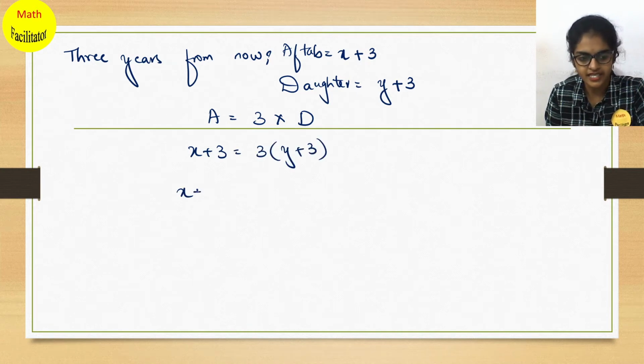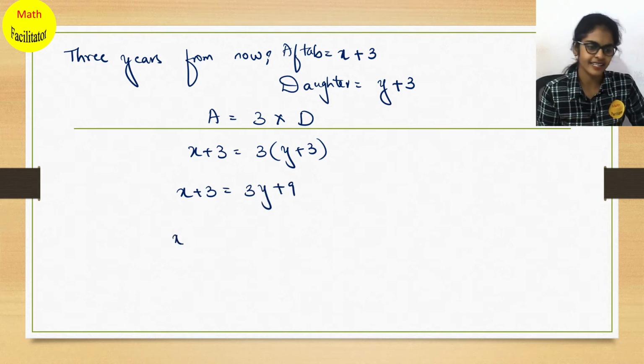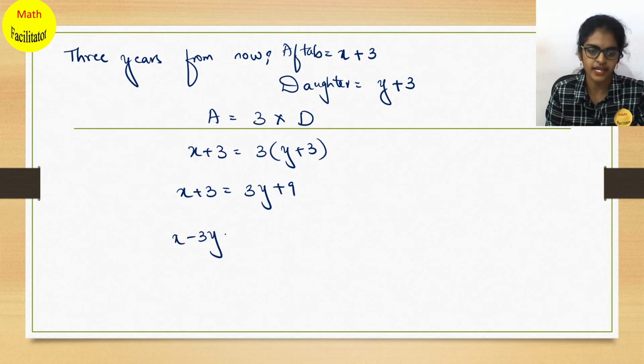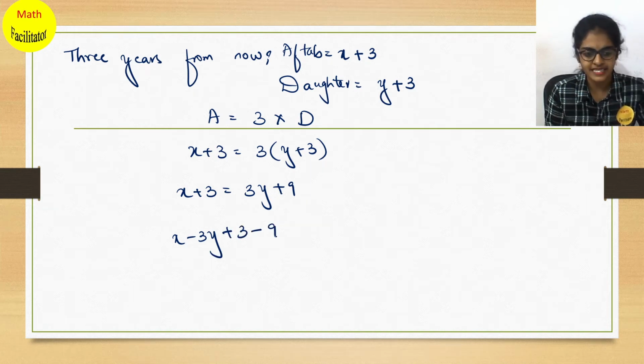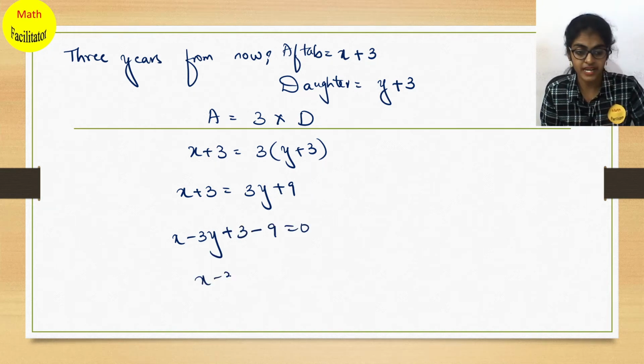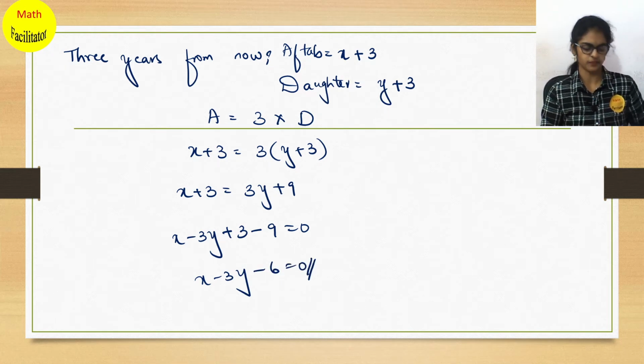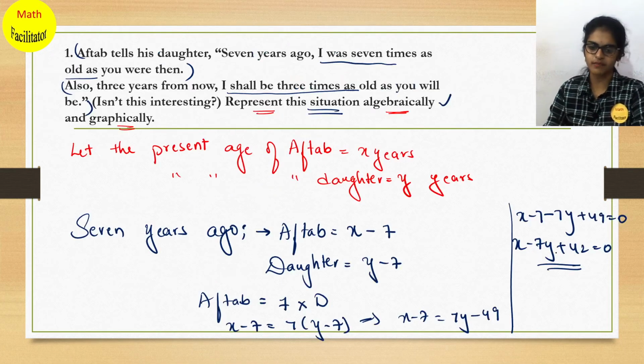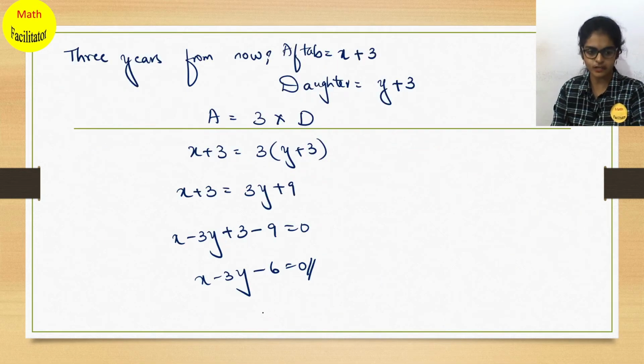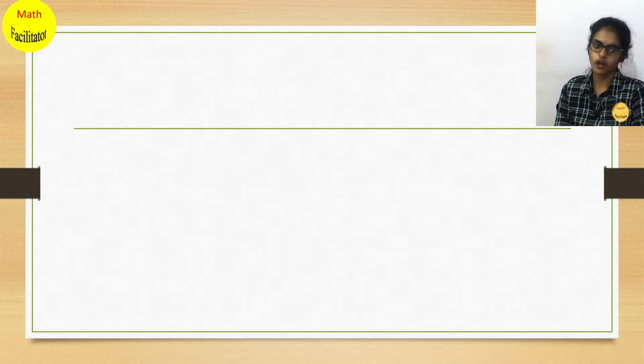So the condition is x plus 3 is equal to 3y plus 9, or I can write x minus 3y plus 3 minus 9 equal to 0, or x minus 3y minus 6 equal to 0. This is the second condition. The first condition is x minus 7y plus 42. Okay, we have represented both situations algebraically.